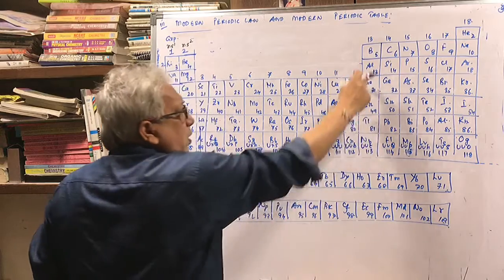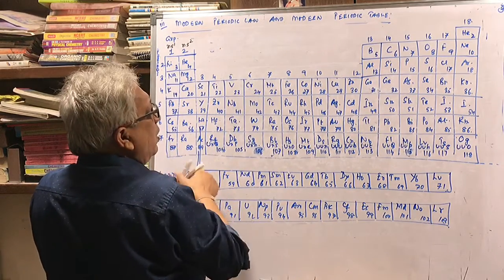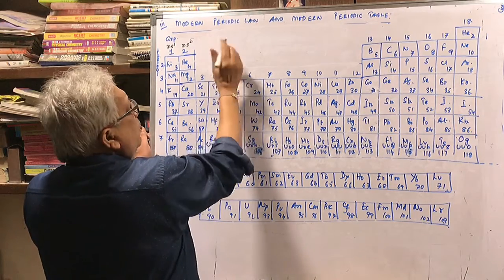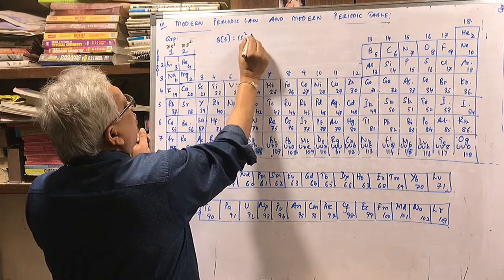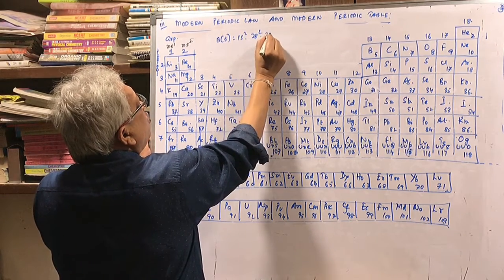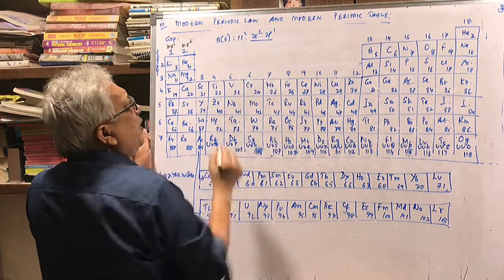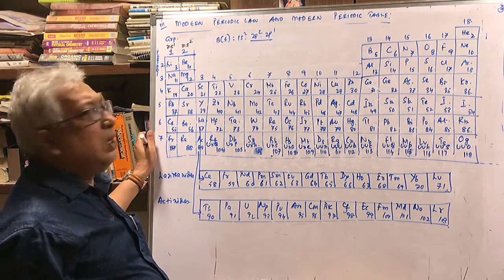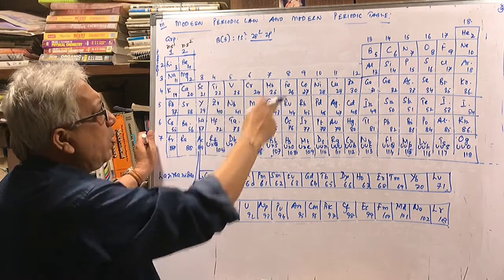First I go to this one, boron. So if you see boron, group 13, atomic number 5. So configuration is 1s2, 2s2, 2p1. The outermost shell is the second shell. There are 3 electrons, 2 electrons in the s subshell and 1 electron in the p subshell. So that is why I have to write 2s2 2p1.